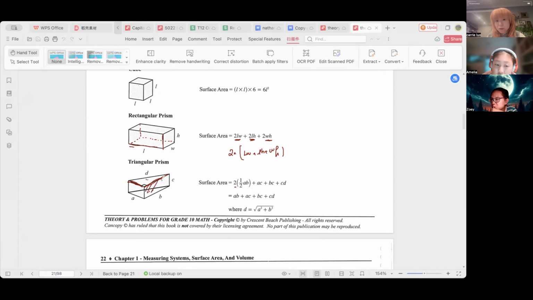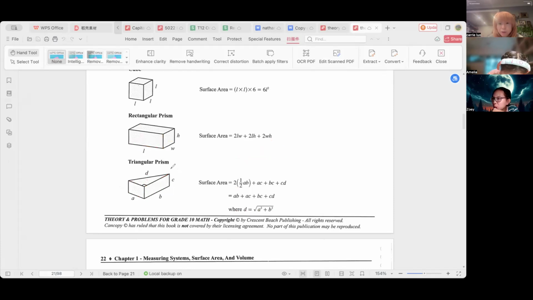Now we talk about this one. This one is B times C. This one is A times C. And the further flat one, which is the rectangle, is D times C. So you add them together and it equals that. And there's a very important thing: because this is a right triangle, D squared equals A squared plus B squared. I hope you still remember the Pythagorean theorem.